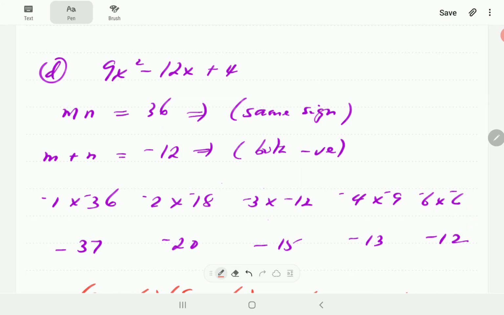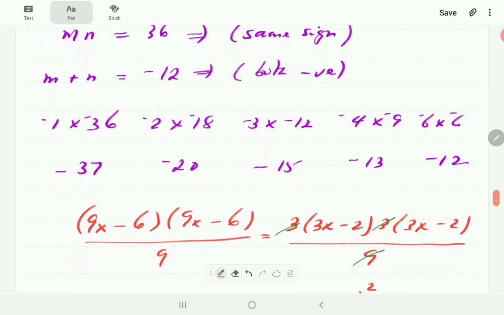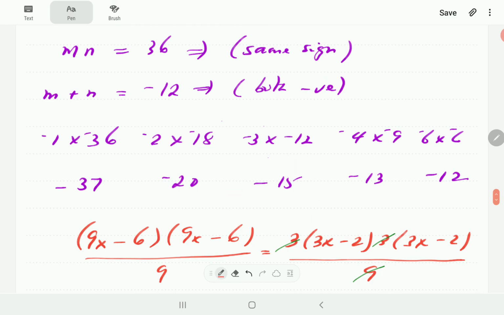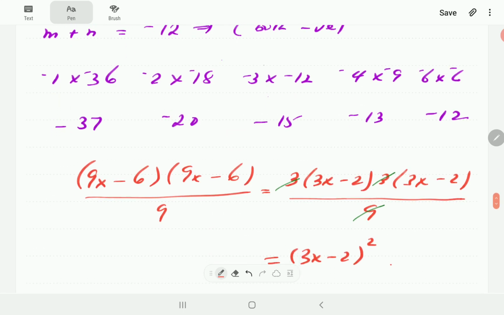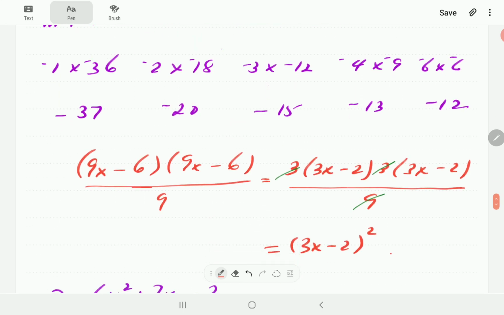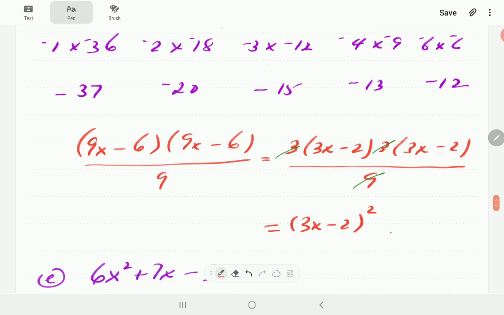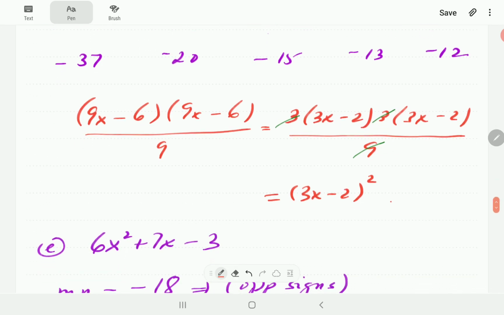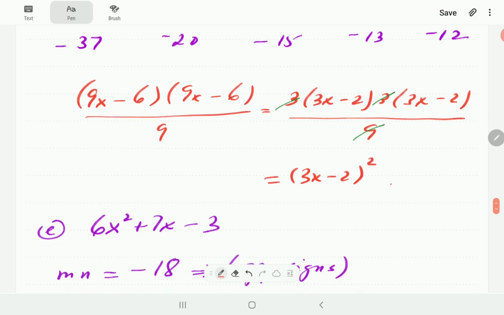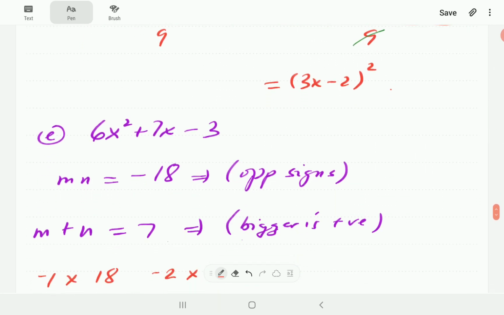By the way, if you can find these numbers in your head, that's fine as well. But this method is going to be especially good when you've got some big numbers. Okay, so then we plug into that formula. We're going to have 9x minus 6 into 9x minus 6 all divided by 9. 3 is common in both brackets, and that cancels out with the 9, so it means this is a perfect square. You've got 3x minus 2 all squared.